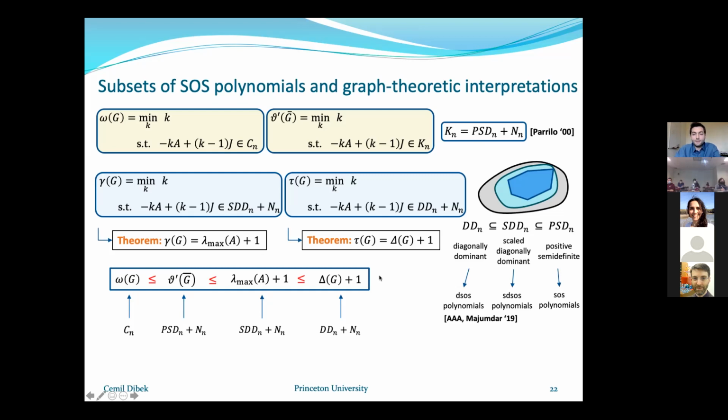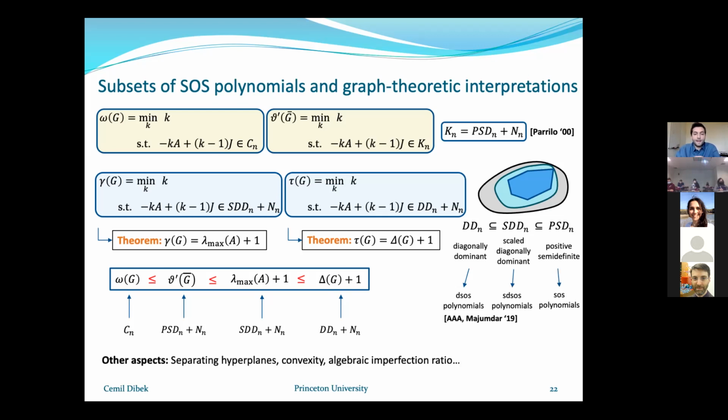These are not new inequalities. They were known in graph theory before. For instance, this one, the largest eigenvalue less than or equal to the maximum degree, is a very well-known fact in spectral graph theory. But what we do here is actually give an alternative proof of this fact.